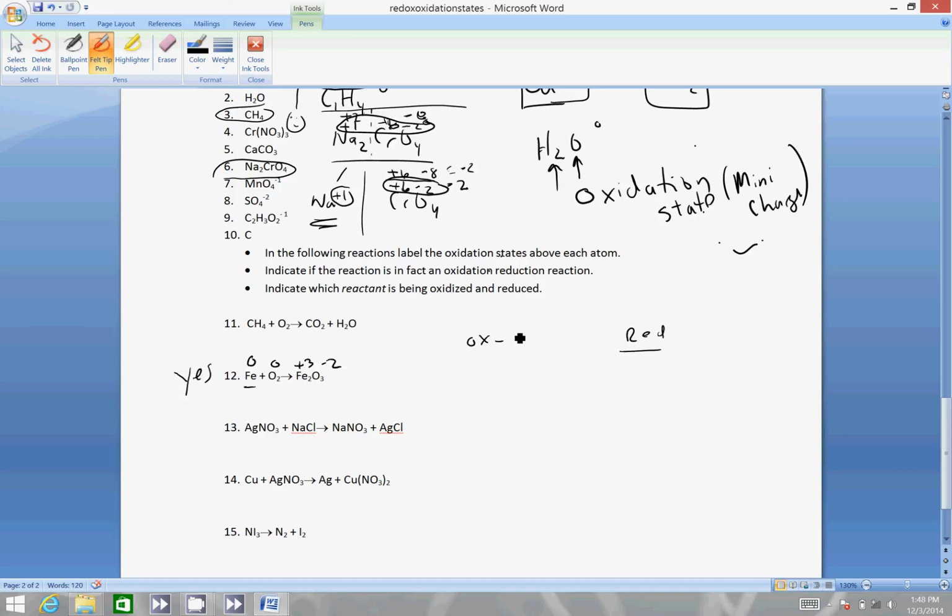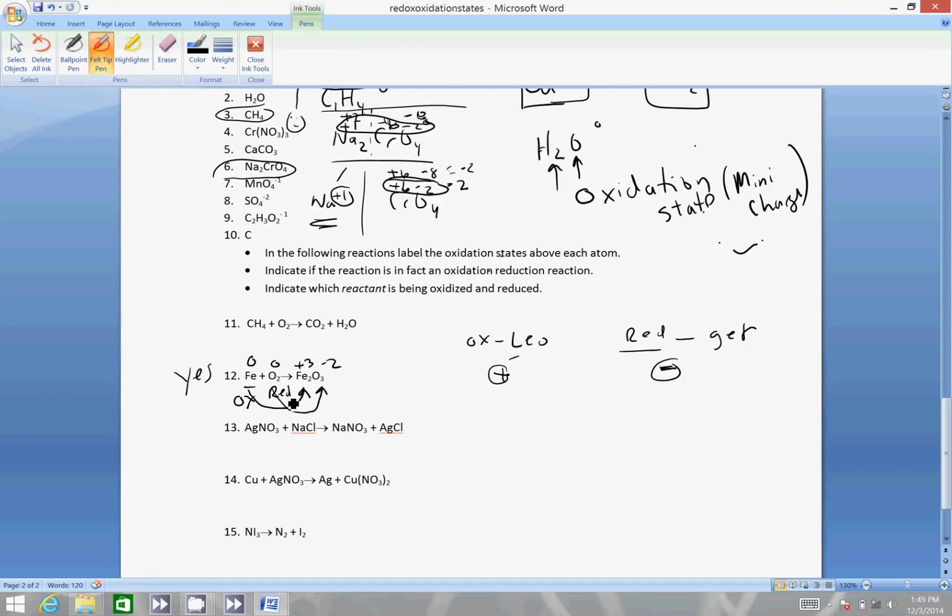Who's being oxidized and who is being reduced? Remember, oxidation means LEO, lose electrons, oxidize. Reduce means gain electrons, reduce. This guy is getting more negative, this guy's getting less negative, or it's getting positive. So the Fe is going from Fe to Fe +3. So is Fe gaining electrons? Is it gaining negative? No. It's losing negative. It's being oxidized. And therefore, if this guy is losing negative, then the oxygen has to be gaining it. And yes, it is. Reduced.